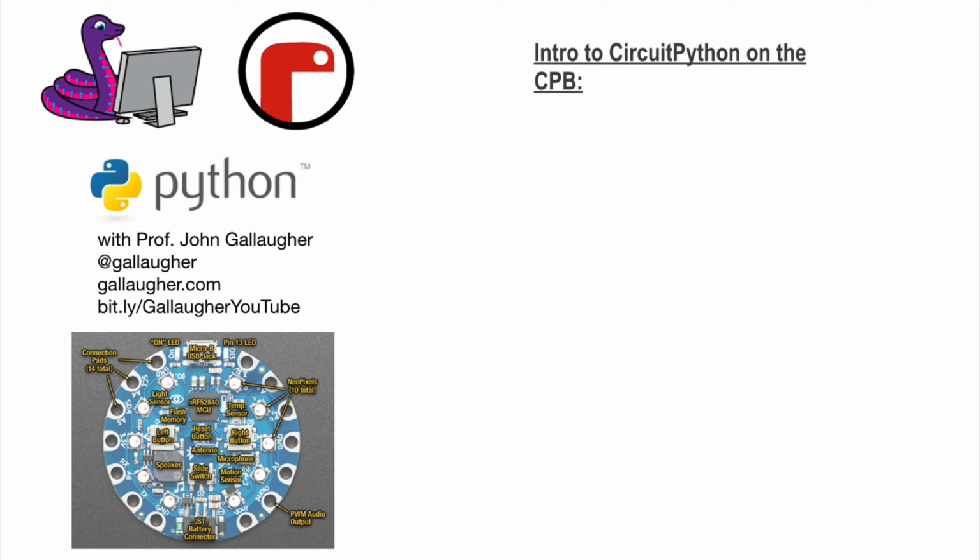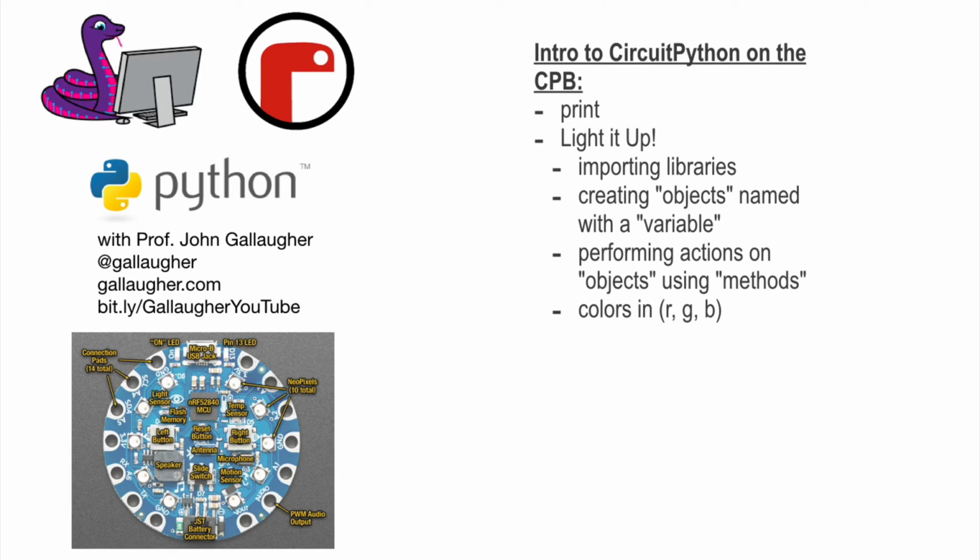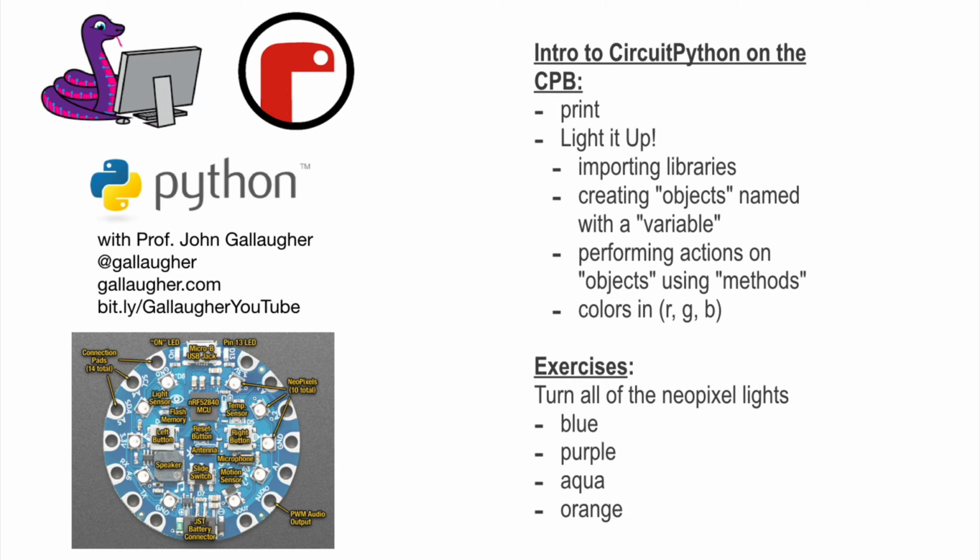Hello programmers, so we're going to have an introduction to CircuitPython on the CPB. We're going to print and then we'll light it up. And when we learn to light it up, we'll also learn about importing libraries, creating objects that are named with a variable. We'll learn how to perform actions on objects using methods. We'll learn about colors and RGB. And we'll also have some exercises too to turn the lights blue, purple, aqua, and orange. So let's get at it.